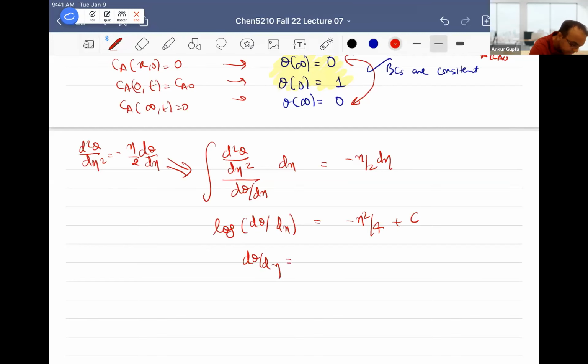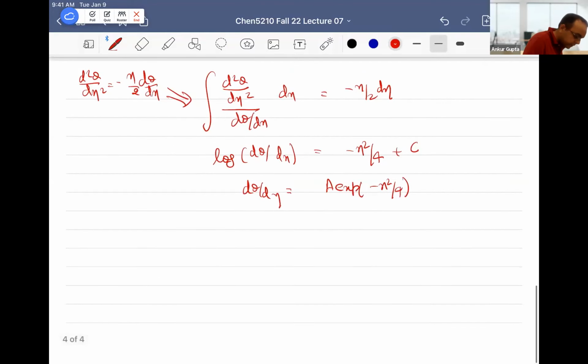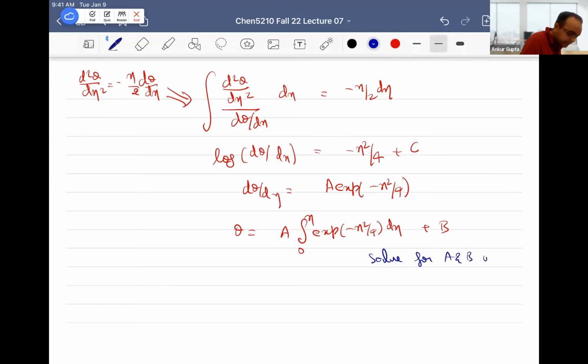When you take an exponential, the c becomes a. Don't worry if you're not as comfortable with these math steps. We'll do them a few times in the class, so you'll get used to it. I'm just showing you how it is solved, and then you do another integration, giving eta plus b, and then you solve for a and b using the boundary conditions. And what you will get at the end is this.